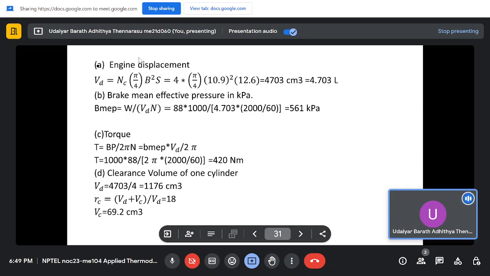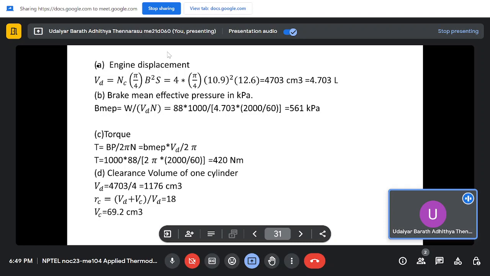So that's the capacity of the engine, the engine displacement. The next question was to find out the brake mean effective pressure in kilopascal. We know the brake power, so brake mean effective pressure is brake power divided by the displacement volume, where the displacement volume is per second for each stroke length.